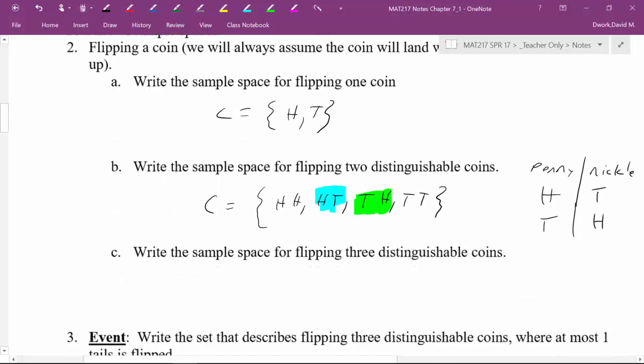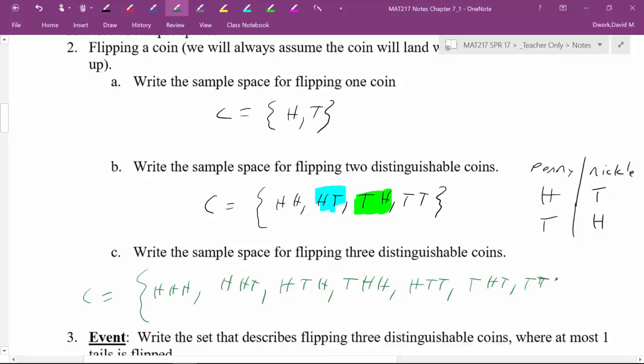All right, now I want you to try this one. Good luck. Three distinguishable coins. Might get a little bit long, but you could totally do it. All right, pause the video, give it a shot. Okay, here we go. Heads, heads, heads; heads, heads, tails; heads, tails, heads; tails, heads, heads; heads, tails, tails; tails, heads, tails; tails, tails, heads; and tails, tails, tails.